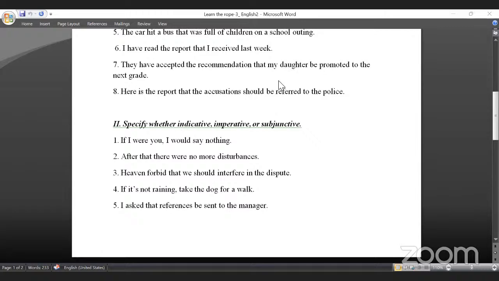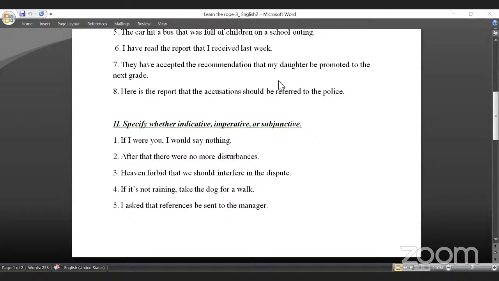After that, there were no more disturbances. Indicative, subjunctive, or imperative? Indicative. Indicative, correct. Heaven forbid that we should interfere in the dispute. Subjunctive.